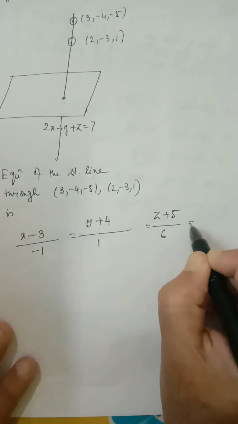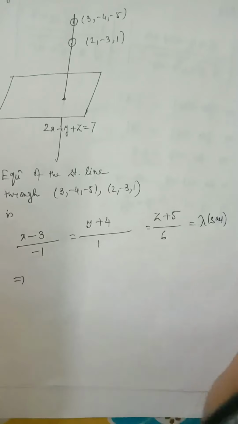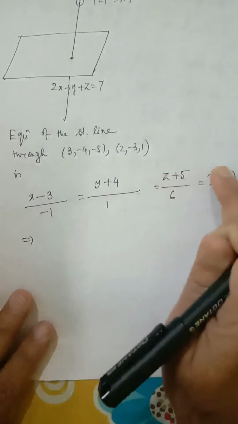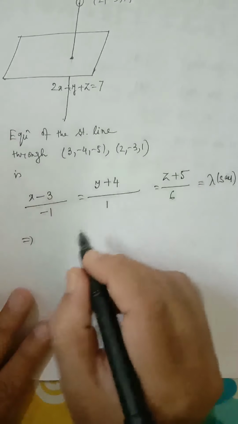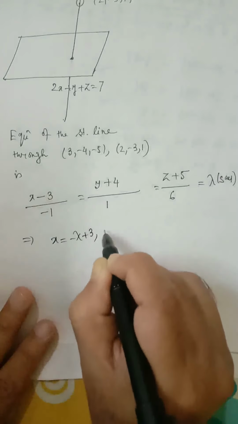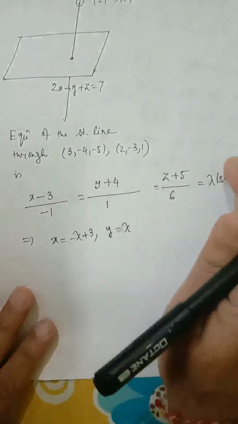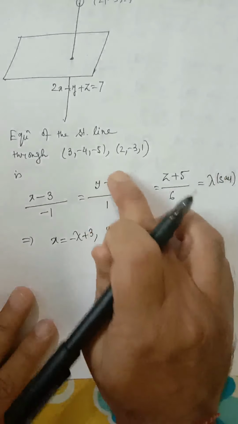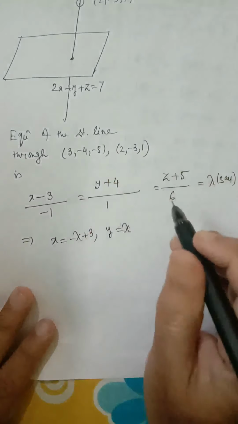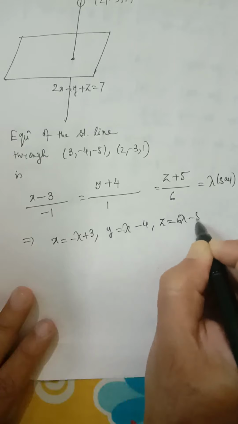Now let us consider this equal to lambda. From this, x will be equal to minus lambda plus 3. So x equal to minus lambda plus 3. y equal to lambda minus 4. Actually, y plus 4 by 1 equal to lambda, so y plus 4 equal to lambda and y equal to lambda minus 4. Similarly, z equal to 6 lambda minus 5.